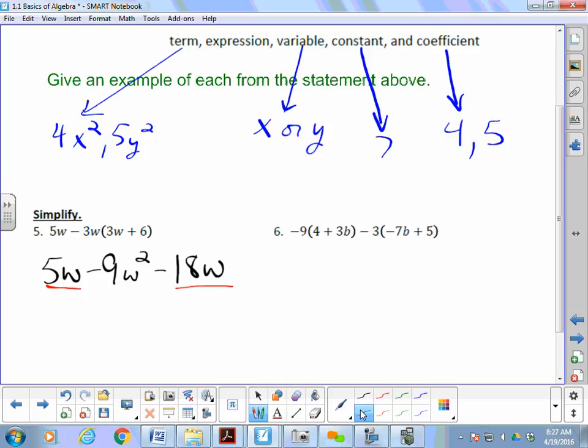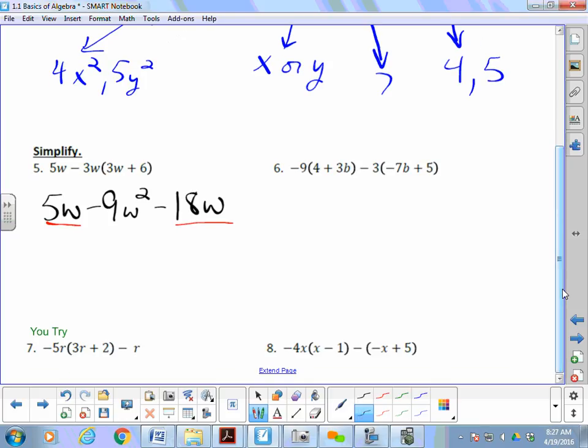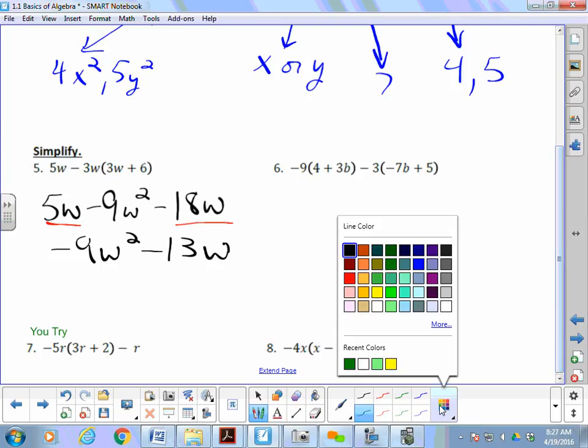Okay. So we're going to put the negative 9w squared minus 13w. All right, that's called standard form. All right, when we put the thing with the largest power first. We always want to write things with largest power first. Okay.